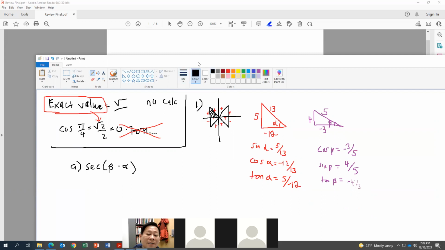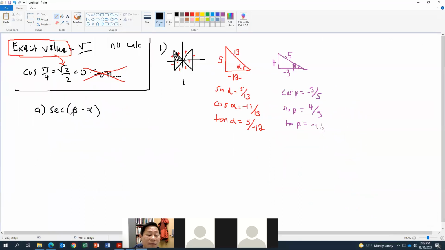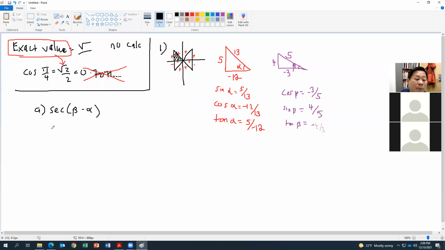So this question is asking us to draw the triangles. This is how we figure out your triangles. And next we need to figure out what is secant beta minus alpha. Now we do not have a formula for secant beta minus alpha, but we have a formula for cosine beta minus alpha. So when you do addition and subtraction, we don't have the formula for the reciprocals, which are secant, cosecant, and cotangent. If the question is asking you for secant, you have to find the cosine first, and after that you flip it. Okay.